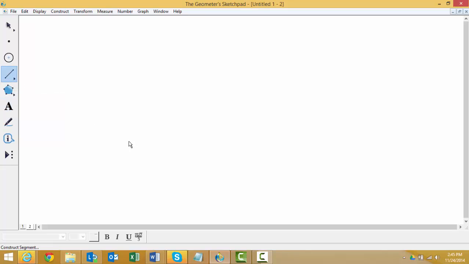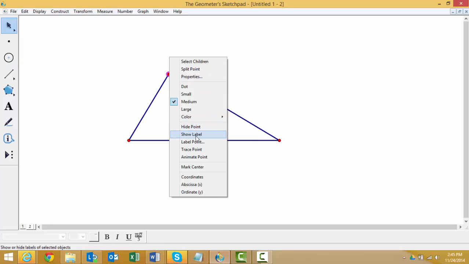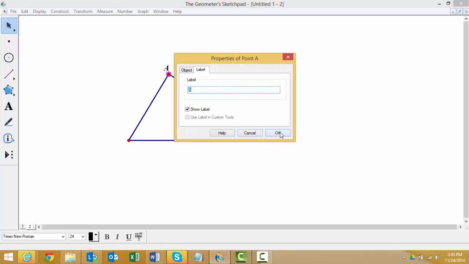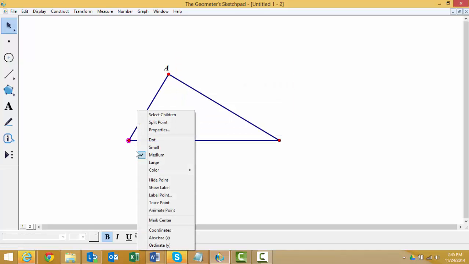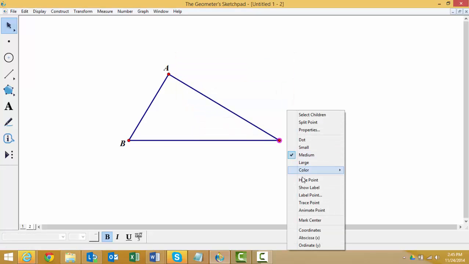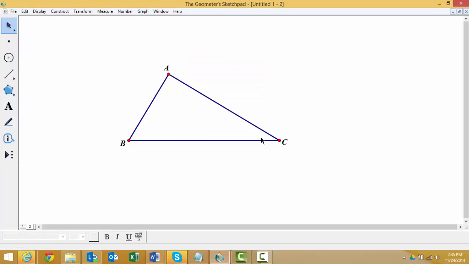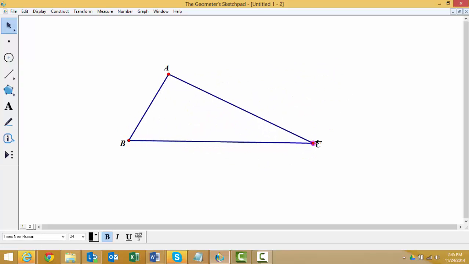So first thing we are going to do is just draw a triangle. Okay, so just draw a segment. Take another segment, and draw another segment. And now we are going to label this point A, label this point B, and label this point C. Okay, so we've got a triangle, so you can move around the triangle the way you want.